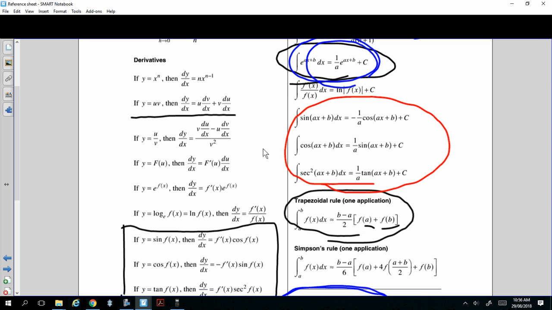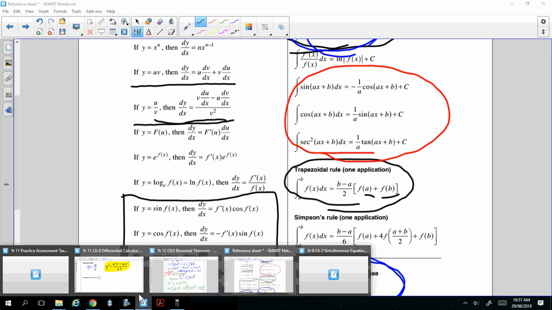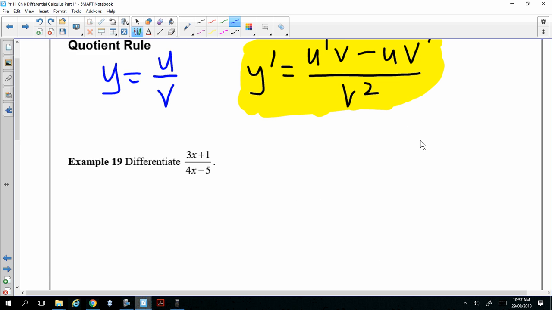Now on the reference sheet, this is what you get. Looks like this. They have dv over dx and du over dx instead of u dash, which is confusing. So it's better off using y dash right here: u dash v minus uv dash. All right, let's use this rule.